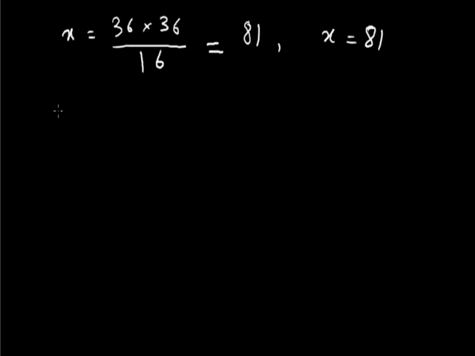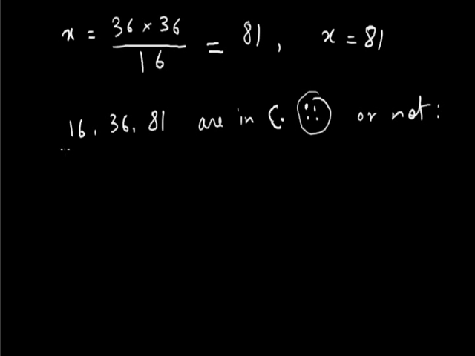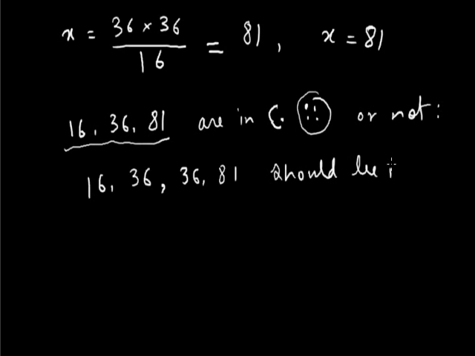Now we can verify our result, whether 16, 36, 81 are in continued proportion or not. This C dot represents continued and this sign represents proportion. So for these three numbers to be in continued proportion, these four numbers, 16, 36, 36, 81, should be in proportion. That means the ratio of the first two numbers is proportional to the ratio of the last two numbers. That means 16 ratio 36 is proportional to 36 ratio 81.